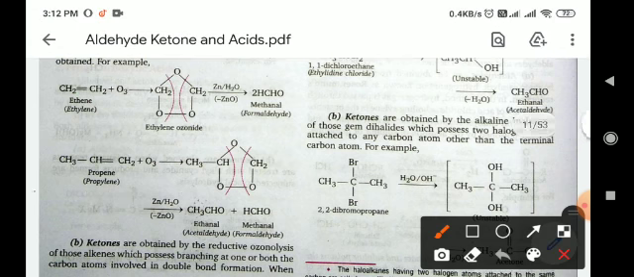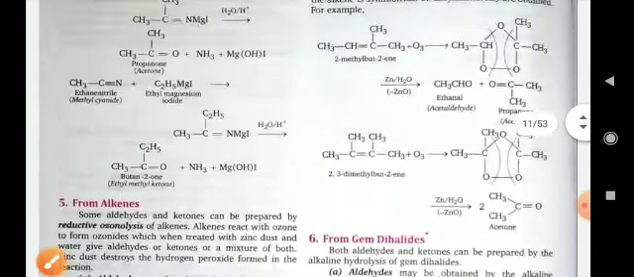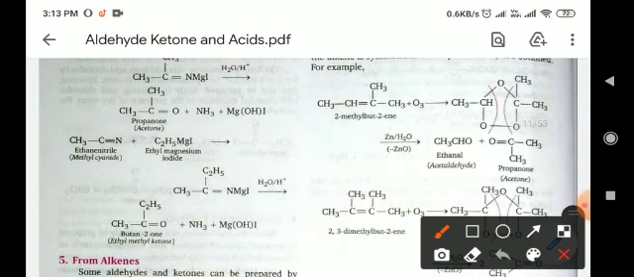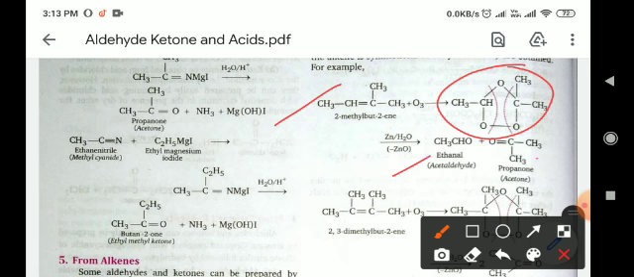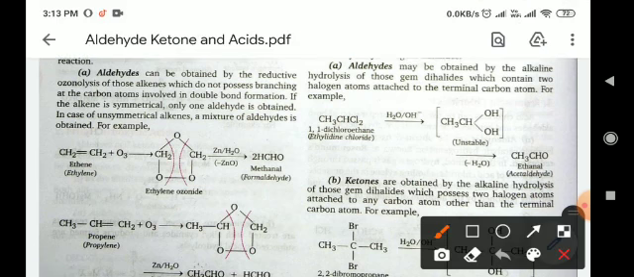Other examples you can also watch. You can take propene, the same reaction will be performed and form 1 mole of ethanal and 1 mole of methanal. And for the ketones you have to take this type of compound like 2-methyl butene, and the mechanism will be the same, and 1 mole of ethanal and 1 mole of acetone will form. So it is the basic mechanism which applies for all the reactions for the preparation of aldehyde and ketone both.